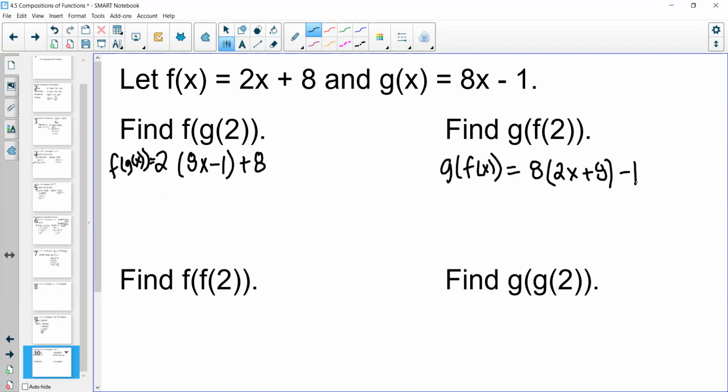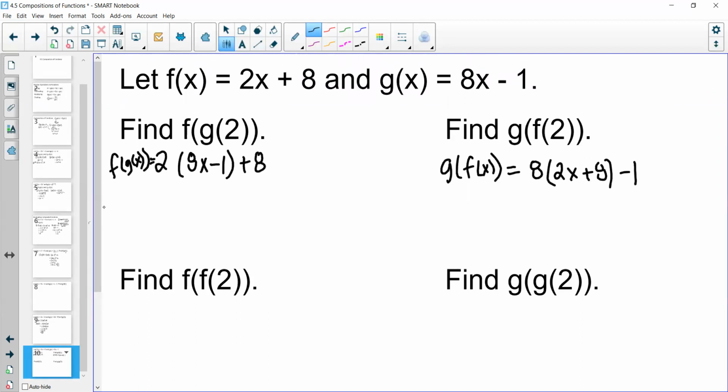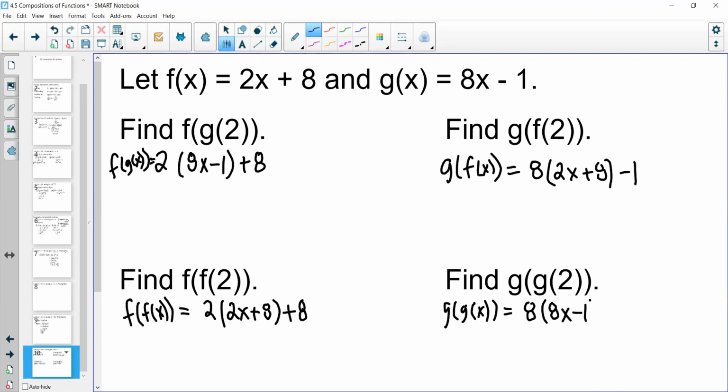Now we looked at those two, but we can actually compose a function with itself, which is really awesome. So in this case, we're going to compose function f with function f. So everywhere in function f that there's an x, we're going to replace it with itself. So in this case, f of f of x is going to be 2 times 2x plus 8 plus 8. And this g of g of x would be 8 times 8x minus 1 minus 1. So we can actually compose these with themselves.